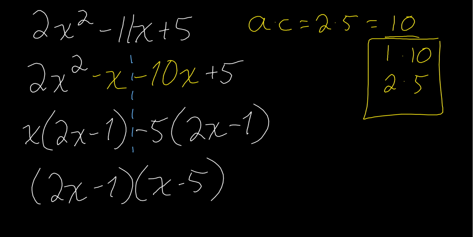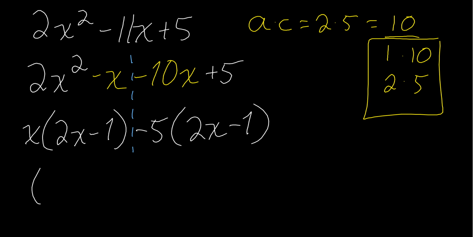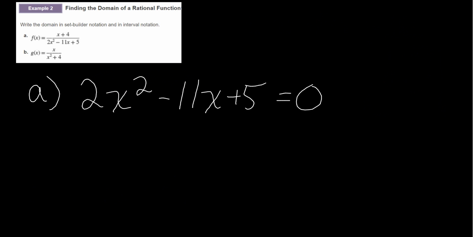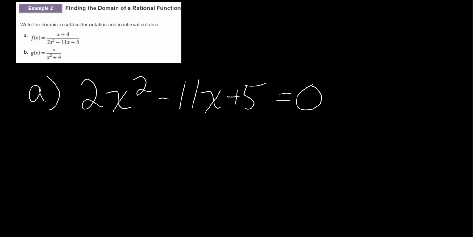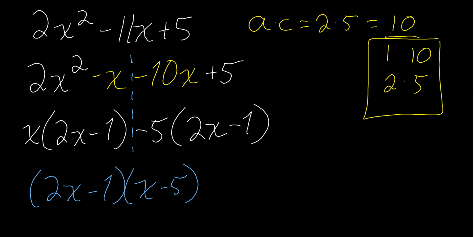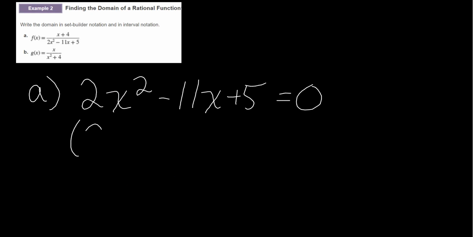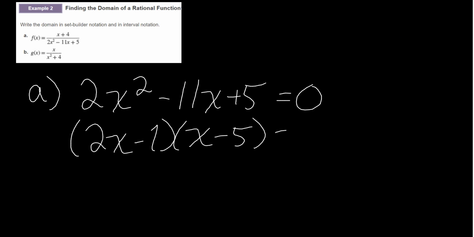Okay. Let's actually write that in blue. The reason why is because we're going back to this. But instead, what we're going to do is proceed on this page. So what was it? 2x minus 1, x minus 5 is equal to 0.